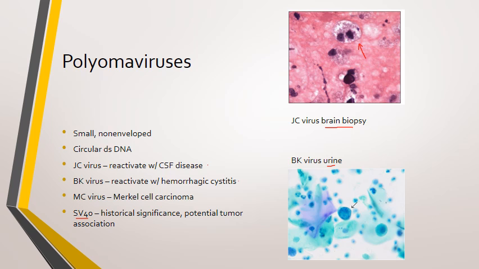The polyomaviruses are a unique group of viruses. They're small, non-enveloped, circular, double-stranded DNA viruses. It's just a small group of viruses that are interesting in that the initial infection isn't what we notice. It's actually the reactivation of the infection. So you might find latent infections of these viruses in a number of people, and they'll be fine clinically. If the disease reactivates, however, the disease can be severe.